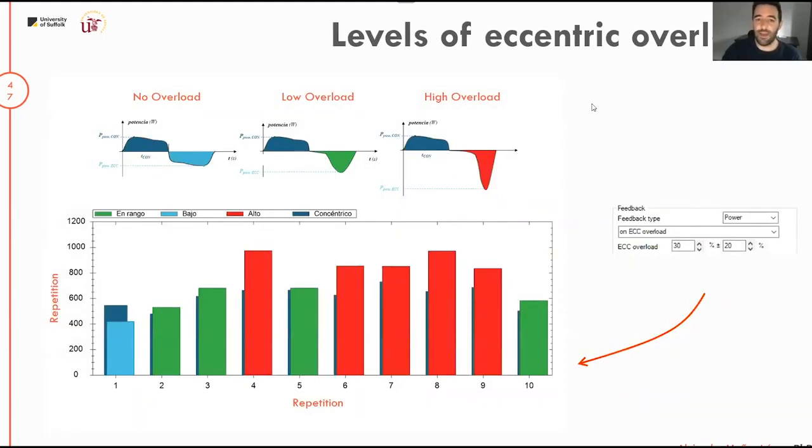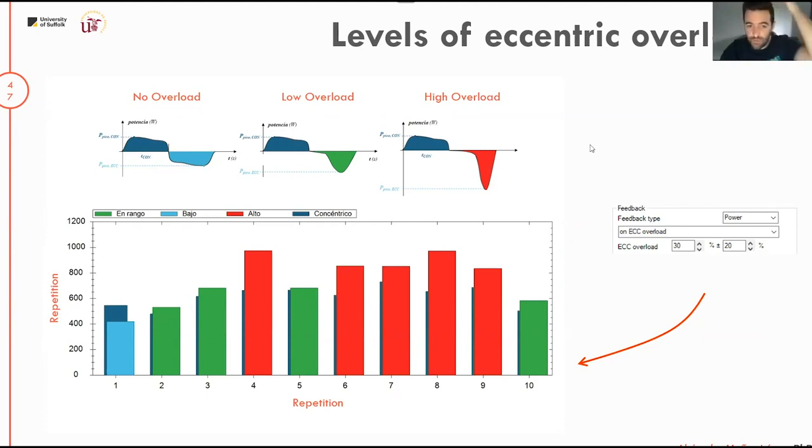Then we can start to classify what is the range of the eccentric overload. When the peak power is the same at the same height on the concentric phase and the eccentric phase, there is no overload. When the peak power is a bit higher on the eccentric phase, we can say it's a low overload. And when the peak power is much higher, we can say it's a high overload. Thanks to Marco Pozzo from SmartCo for giving me these slides.